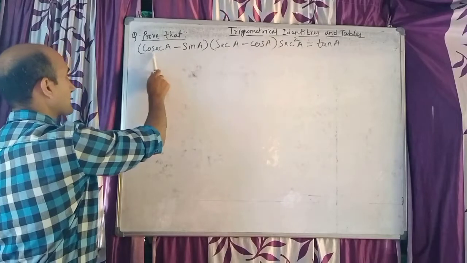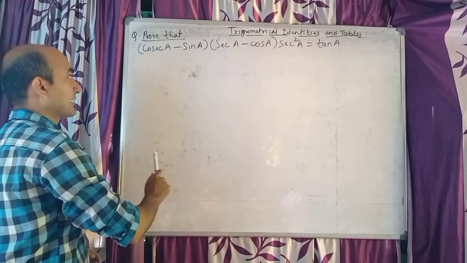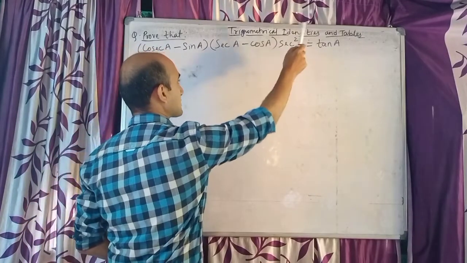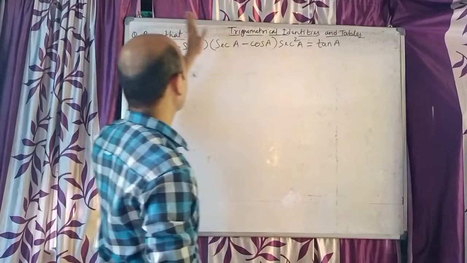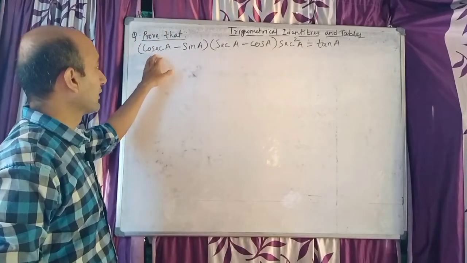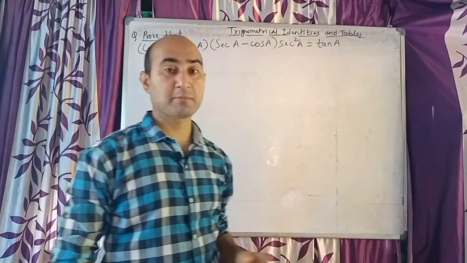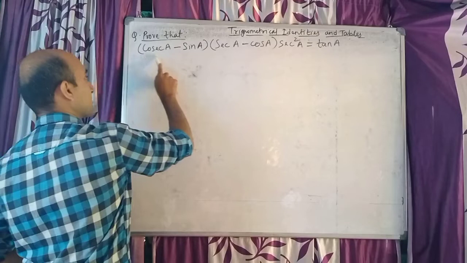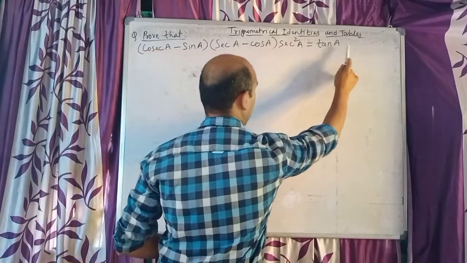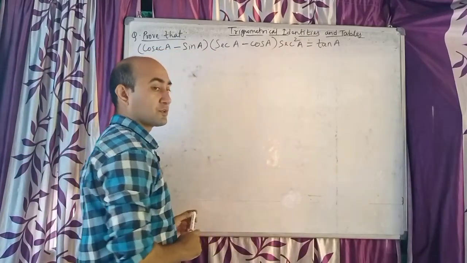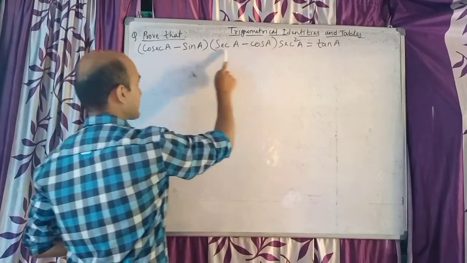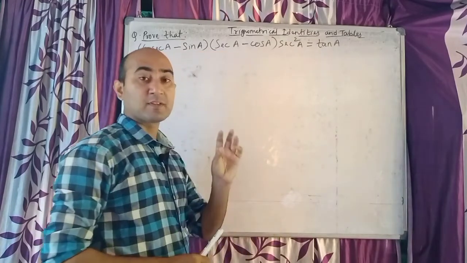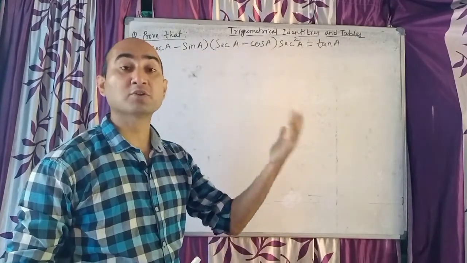Prove that (cosec A minus sin A) into (sec A minus cos A) into sec square A is equal to tan A. So you have to prove. Prove means LHS is equal to RHS. That means LHS part and RHS part should be same. So you can see LHS is very lengthy, but RHS is just tan A. That means what you do, try to make this LHS as tan A, because tan A is in the RHS and LHS should be exactly equal to RHS.